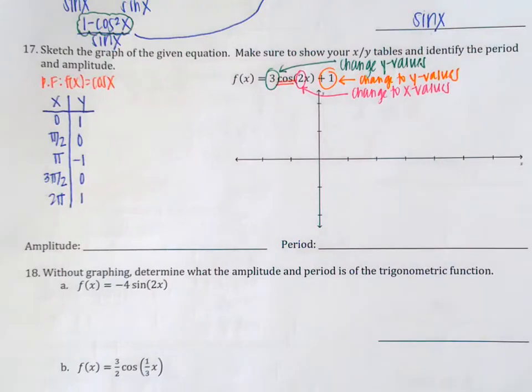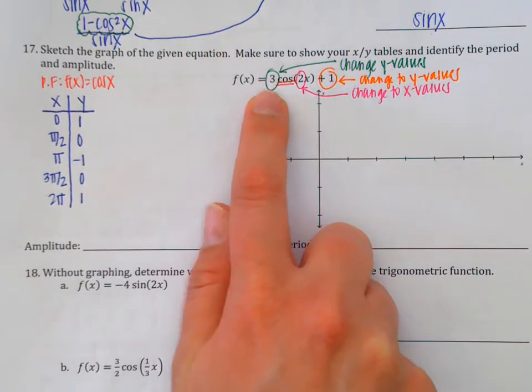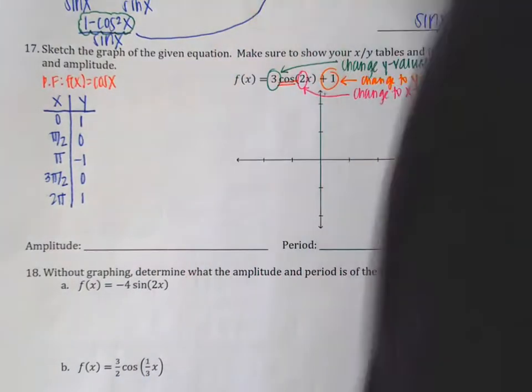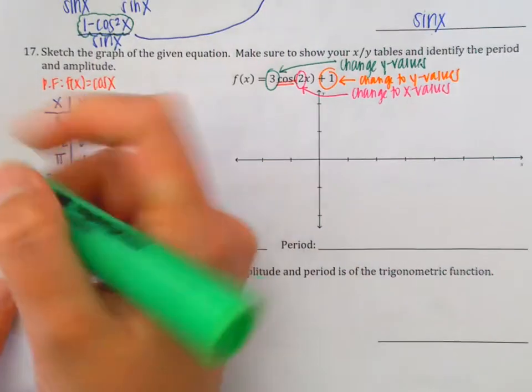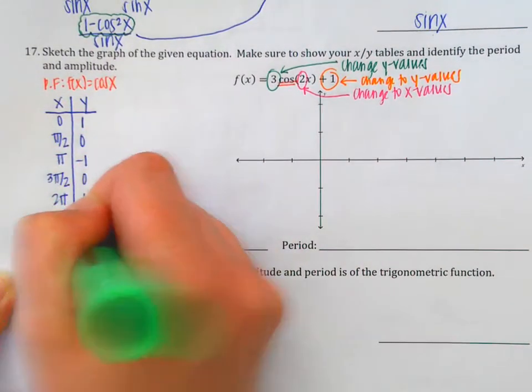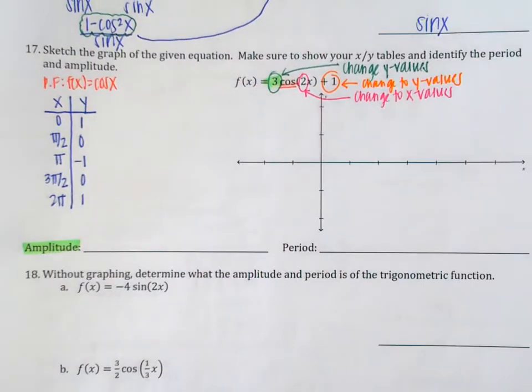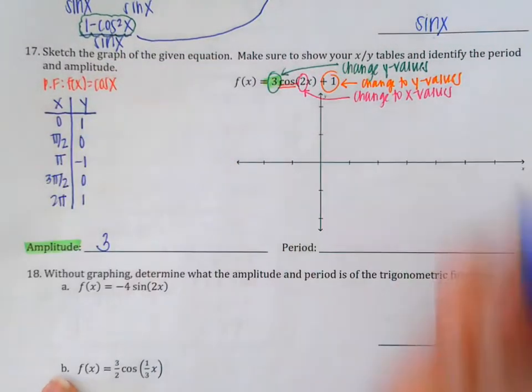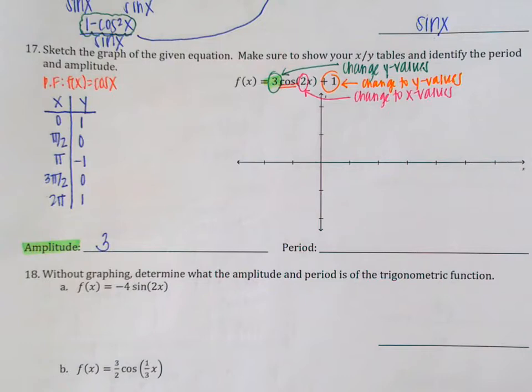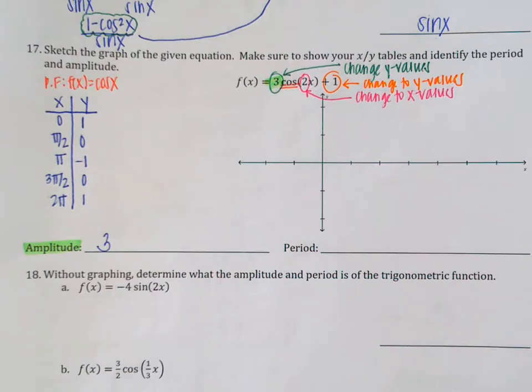Now, before we even get started with the transformation, remember, A, or this number out in front, always tells me my amplitude. So if this number is 3, that tells me my amplitude is going to be 3. Remember, that's the distance from the center of the wavelength to the top of the wavelength or to the bottom of the wavelength.